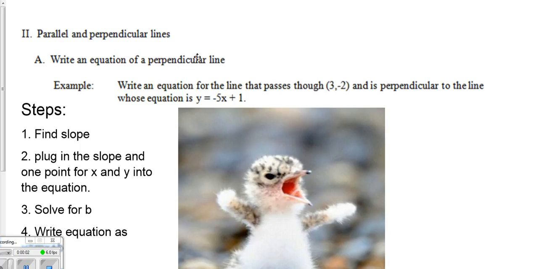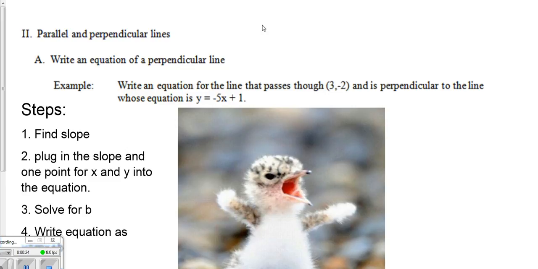All right, we're going to finish off our lesson 2.4, talking about parallel and perpendicular lines. This should wrap up writing equations that are linear equations. So we're going to look at examples of writing perpendicular and parallel lines. For this one, where it says writing an equation of a perpendicular line.